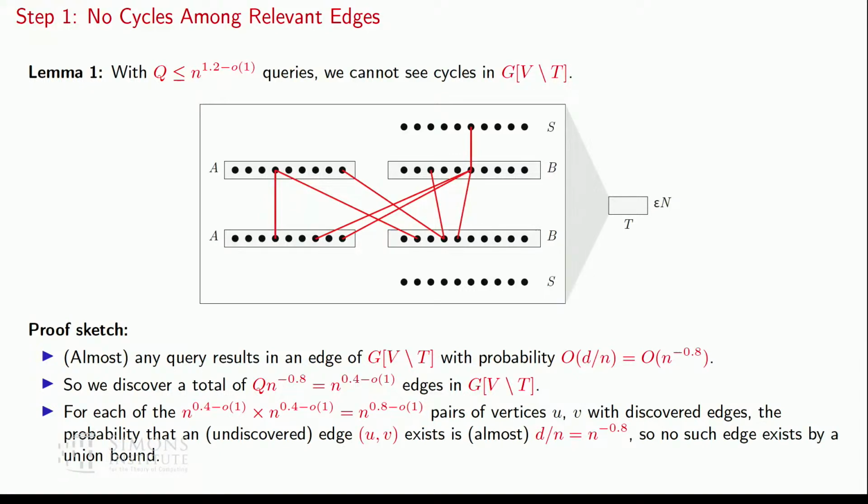The total number of edges that we discover in the core is the total queries times the probability that each one lands in the core. That's Q times n to the minus 0.8. Q is n to the 1.2, so this is n to the 0.4 edges. We have n to the 0.4 edges. The total number of pairs of vertices is n to the 0.8. And for any pair, the probability that it's actually an edge in the core is so small that you can do a union bound. All I'm saying is that this is a very simple argument to show that you won't see a cycle inside the core.